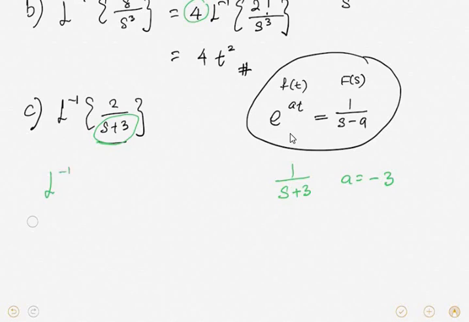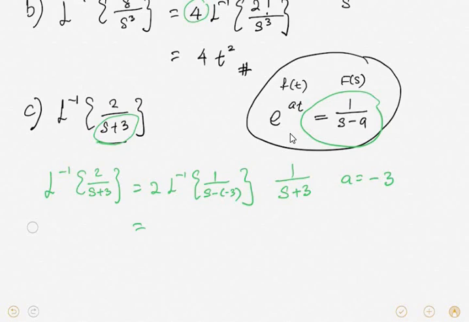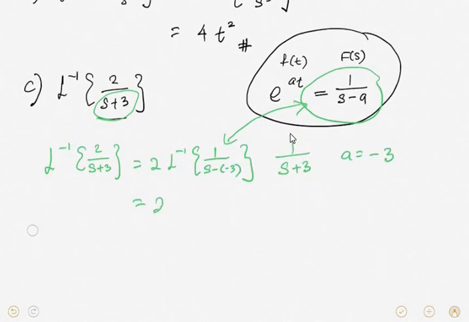So the inverse Laplace transform of 2 over S plus 3 is equivalent to, we can take out the 2 just to make the format the same as this one. So S is minus negative 3. So the format is the same. And we know that we have the 2 and then the exponent at. A from here is negative 3. So 2 e to the power of negative 3t.